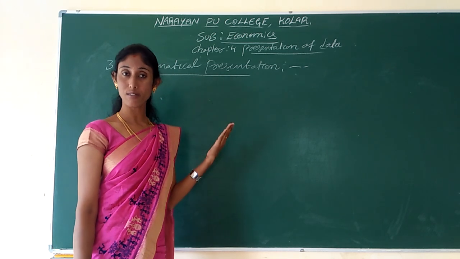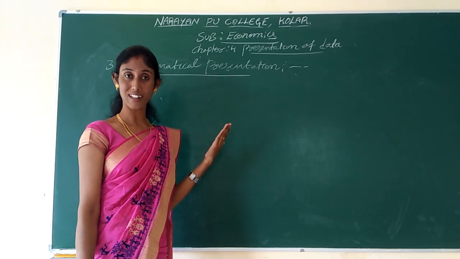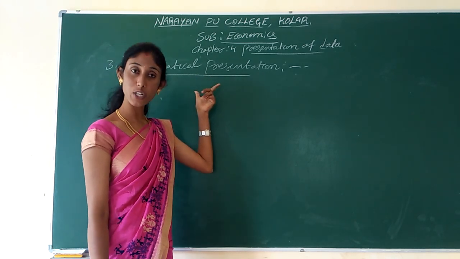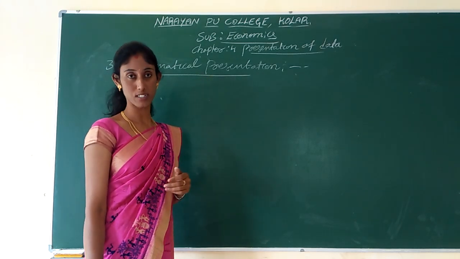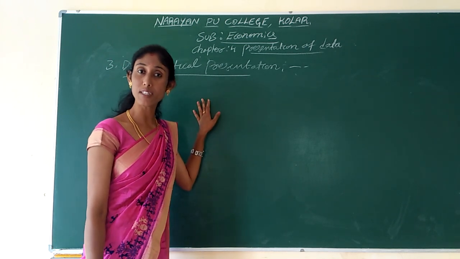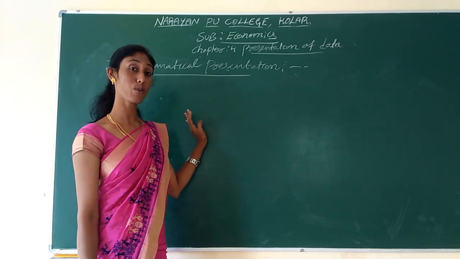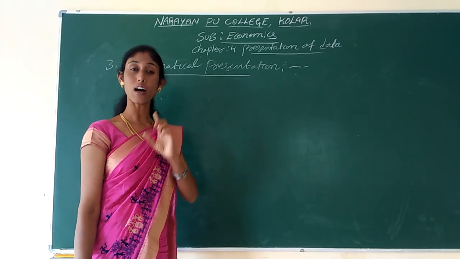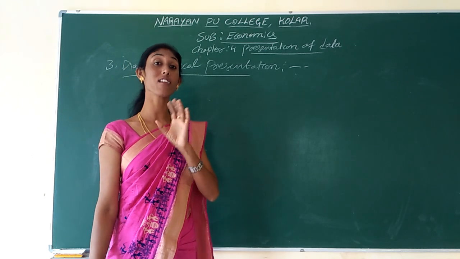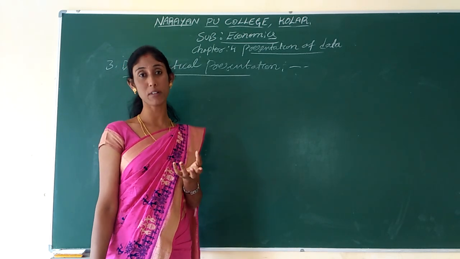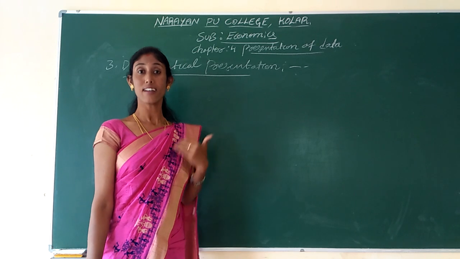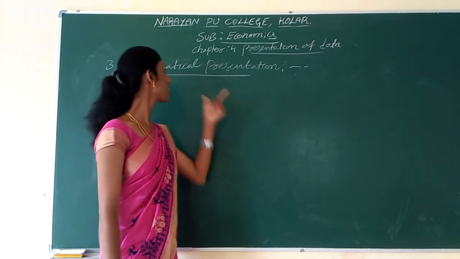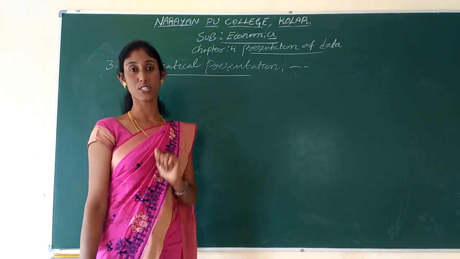Compared to the other two forms of presentation, like textual and tabular presentation, the most effective and convenient way of presentation is diagrammatical presentation, because here we use pictures or diagrams. It is more attractive, and even uneducated or illiterate people can understand pictures or diagrams. That's why the most convenient and reachable way of presentation is the diagrammatical presentation.